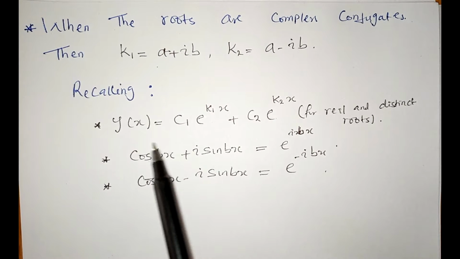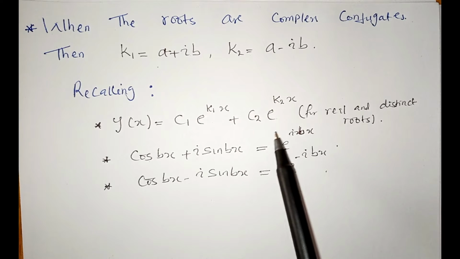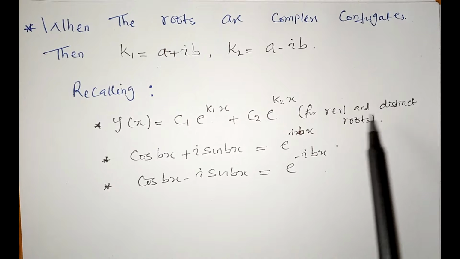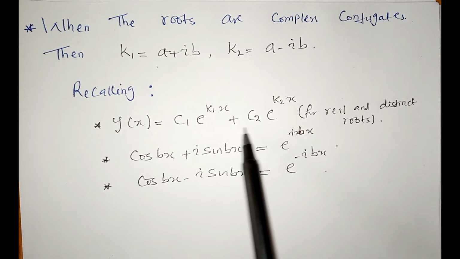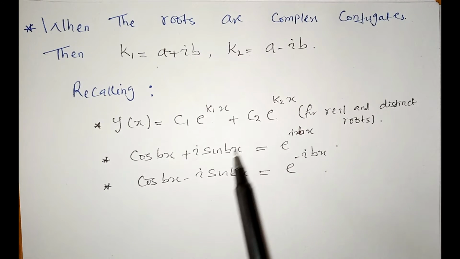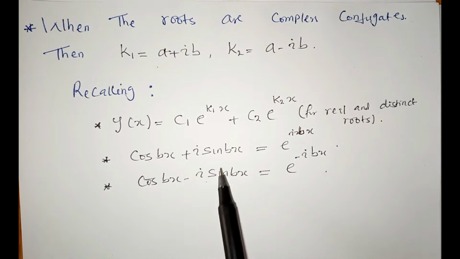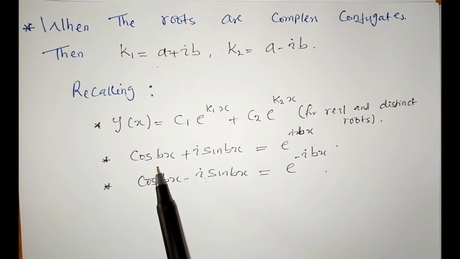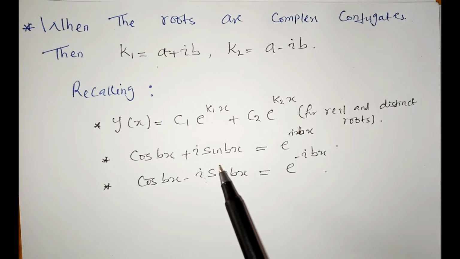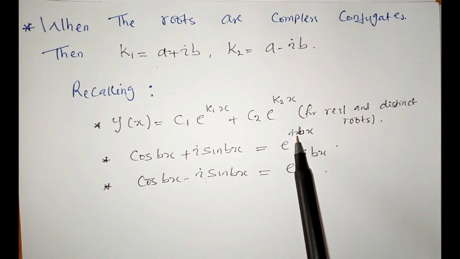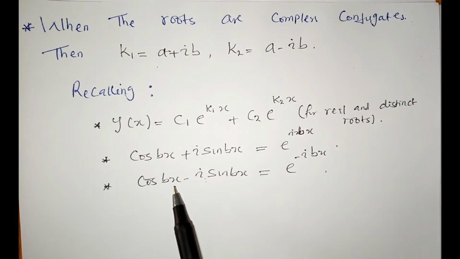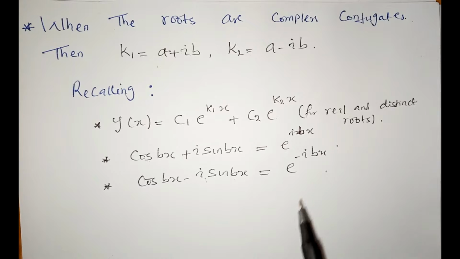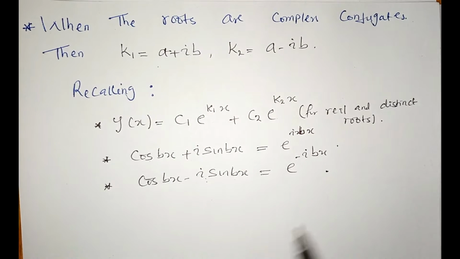First of all, we are going to use the solution of the complementary function when the roots are real and distinct. As we discussed earlier, this is the solution for the differential equation, and these two equations here are trigonometric identities that say cos bx plus i sin bx is equal to exponential ibx, and cos bx minus i sin bx is equal to exponential minus ibx.